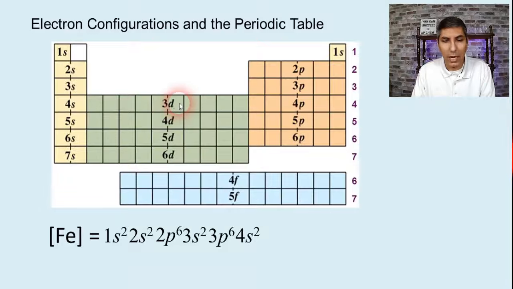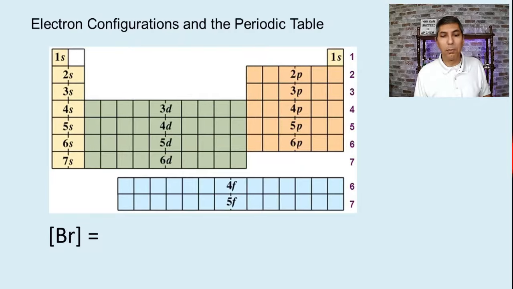If you look at it on your periodic table, you'll see that's the box that it corresponds to. So iron is in the 3d section, and it's 1, 2, 3, 4, 5, 6 boxes into that section. So it's 3d6. And that's how you'd write the electron configuration for iron.